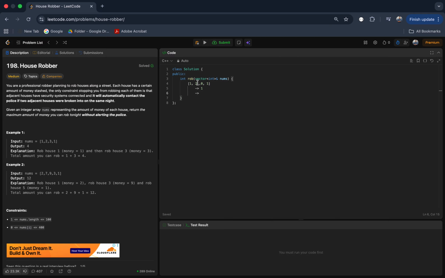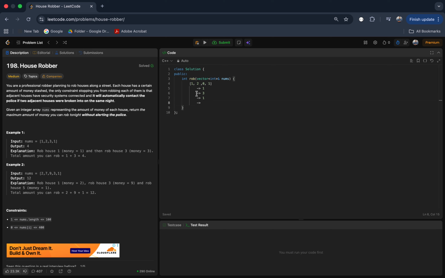And if I don't take 1, then I can go to 2. Then on 2, if I take 2, then I cannot take 0, I can take only 1, so I can have a total of 3. But if I don't take 2 either, then I can go to 0 and then 1. If I don't take 2, I will only generate 0, there's no point in taking it, and 1 I can only take 1, and there is nothing left after that. So the maximum will be 1 only.